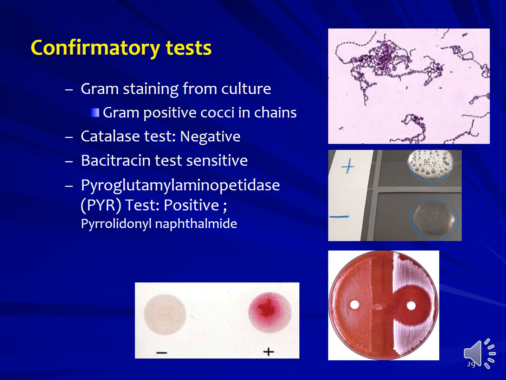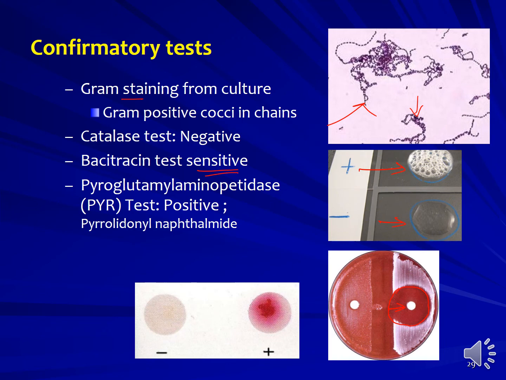Then from the growth you have to do gram staining, where you can see gram positive cocci in long chains, and you have to do the catalase test. Catalase positivity will show bubbles or effervescence, but since the test is negative, you can't see any bubbles here. And it is bacitracin sensitive. If you keep the bacitracin disc on the blood agar, since they are sensitive to bacitracin, you can see the zone of inhibition around the disc.